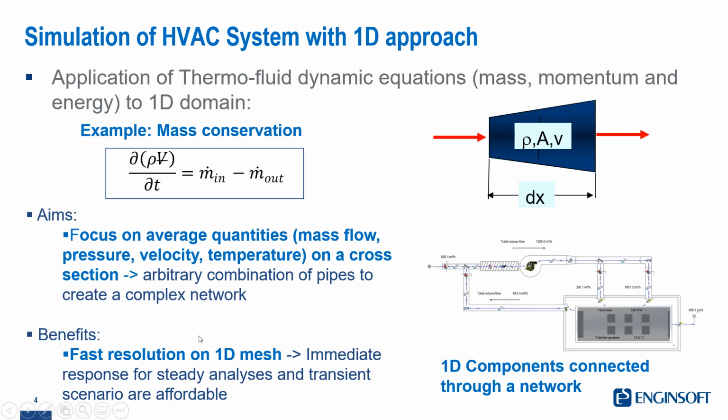The benefit of this kind of approach is the fast resolution, because you have just components that can be easily discretized with a mesh, and you have a really fast steady state analysis. So in a few seconds, you have the answer about the mass flow distribution and all the quantities that you are interested in. In this case, due to the fast resolution, transient scenarios are also affordable and can be easily resolved.